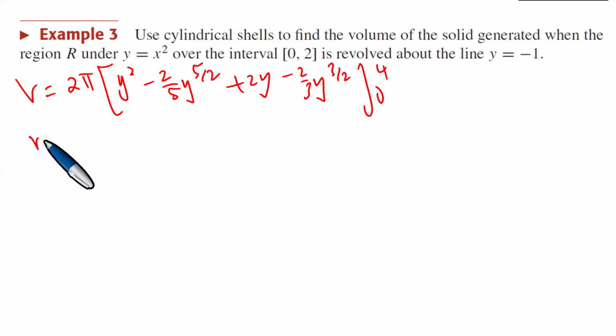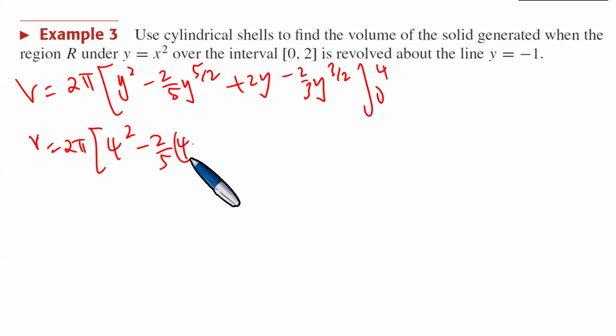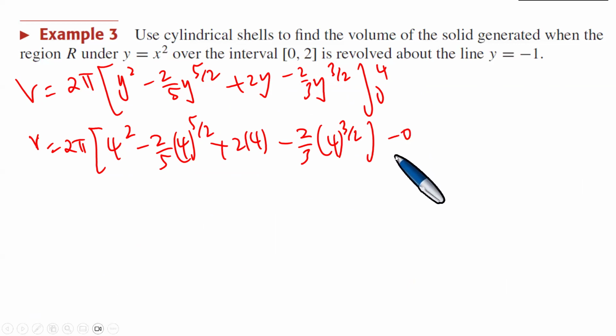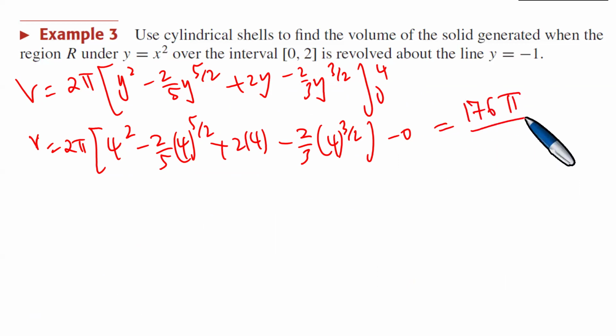From 0 to 4, the volume is 2 pi, then you put in the 4 squared, minus 2/5 of 4 to the 5/2, plus 2 by 4, minus 2/3 of 4 to the power 3/2, minus 0, which is equal to 176 pi divided by 15.